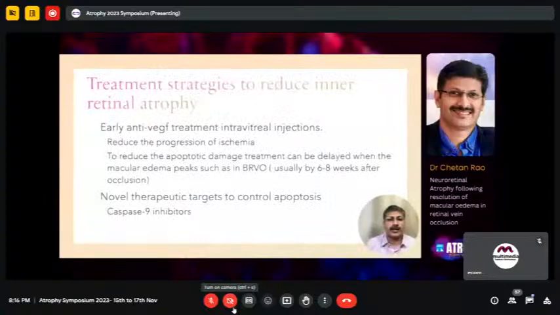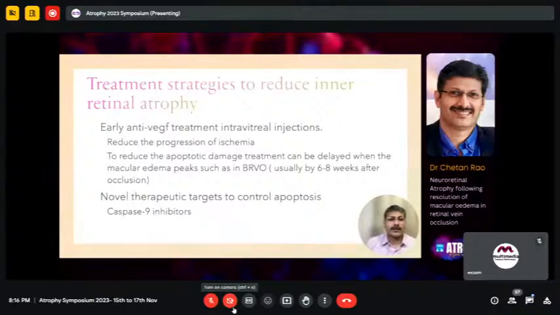So what treatment strategy is ideal to reduce the inner retinal atrophy? We know that ischemia is the primary driver of atrophy, and worsening macular edema can cause further progression of the retinal ischemia. Therefore, anti-VEGF treatment should be started as early as possible. However, there is a caveat. To reduce the apoptotic damage, treatment can be delayed up to the point where the macular edema peaks. In BRVO, the macular edema peaks by around 6 to 8 weeks after occlusion, at which point anti-VEGF treatment is ideal.